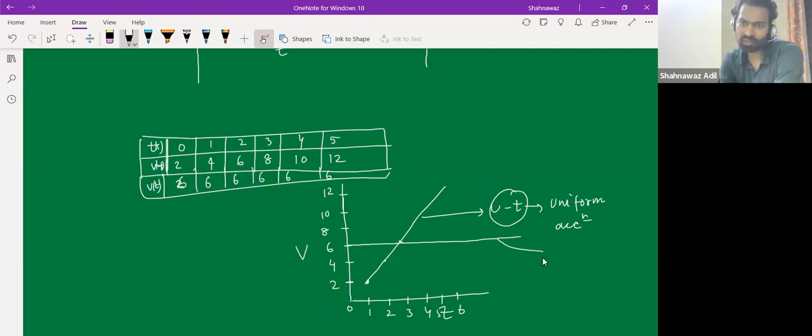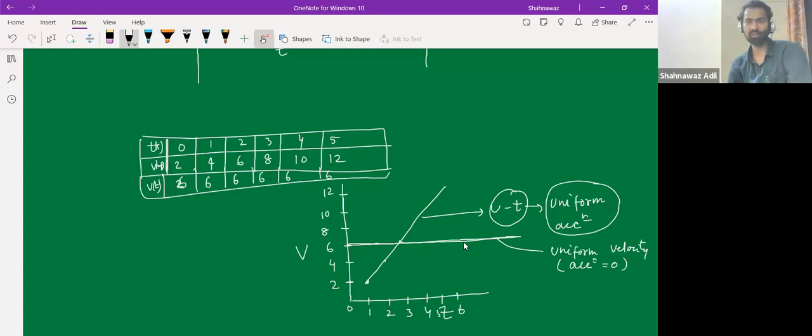This is what kind of graph? Non-uniform. Uniform. Uniform what? Uniform acceleration. So this is what? Uniform velocity, right? This is uniform velocity, which means that acceleration is how much? Right, because the change in velocity is 0. So your acceleration is 0.